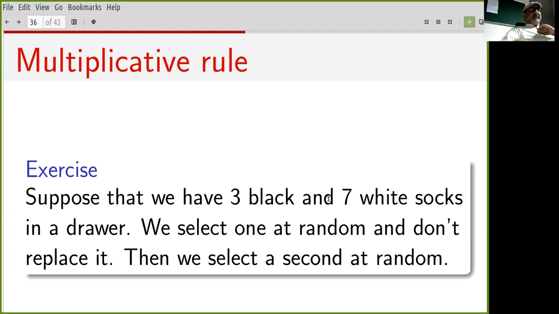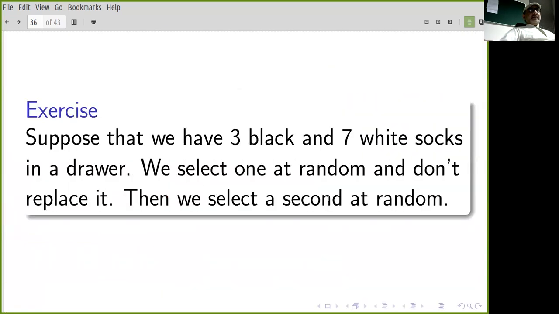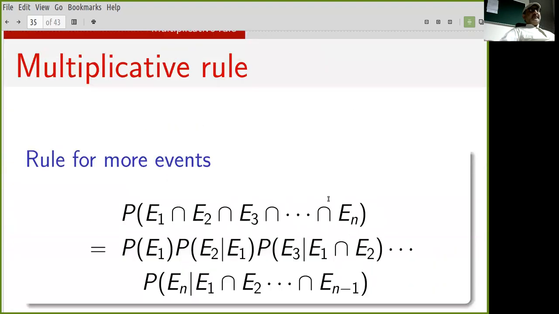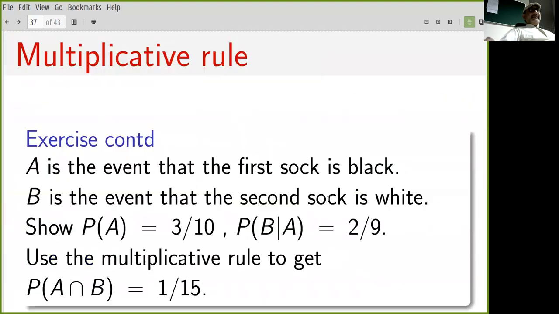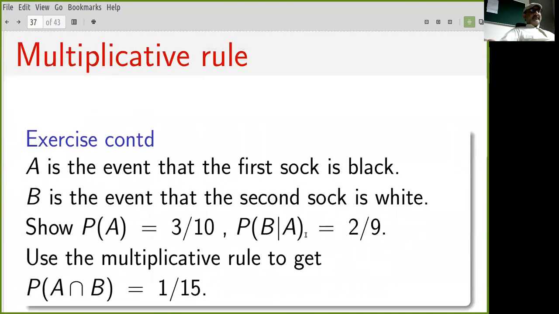So the probability of drawing a white sock should be 7 out of 9. Sorry, I read 2 out of 9. Not sure. 7 out of 9.